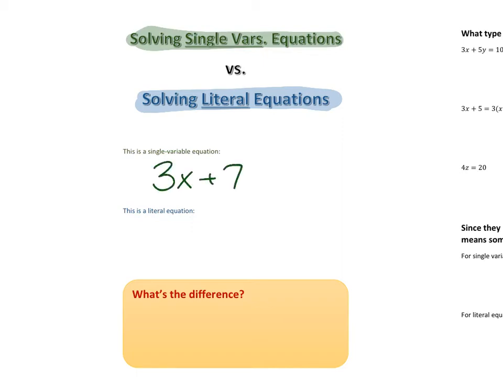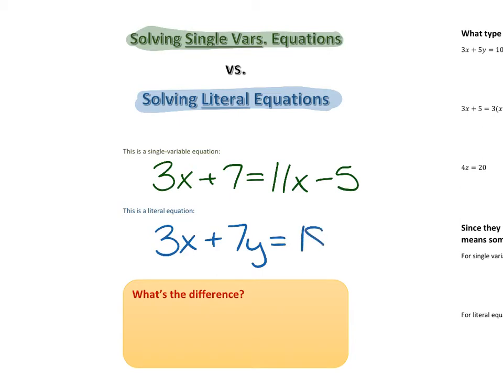So for example, this is a single variable equation: 3x plus 7 equal to 11x minus 5. That's a single variable equation. On the other hand, this 3x plus 7y equal to 18 is a literal equation. What's the difference between these two equations? If you notice, this second equation, a literal equation, has two types of variables. Even though a single variable equation has technically two x's here, they're both the same type of variable. That makes it a single variable equation.